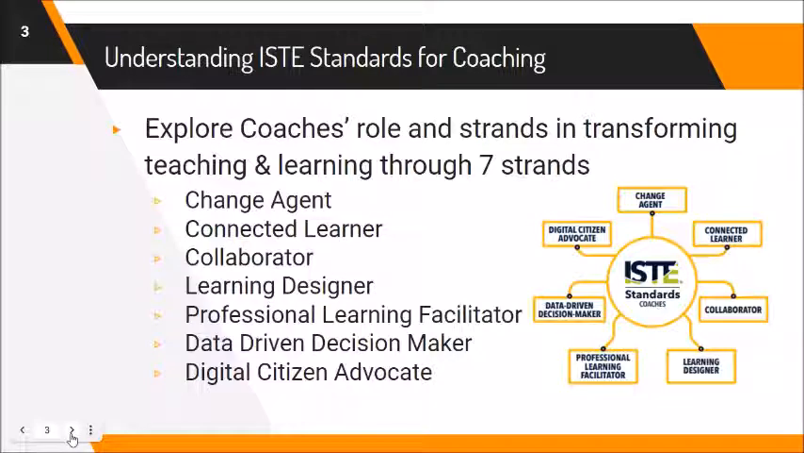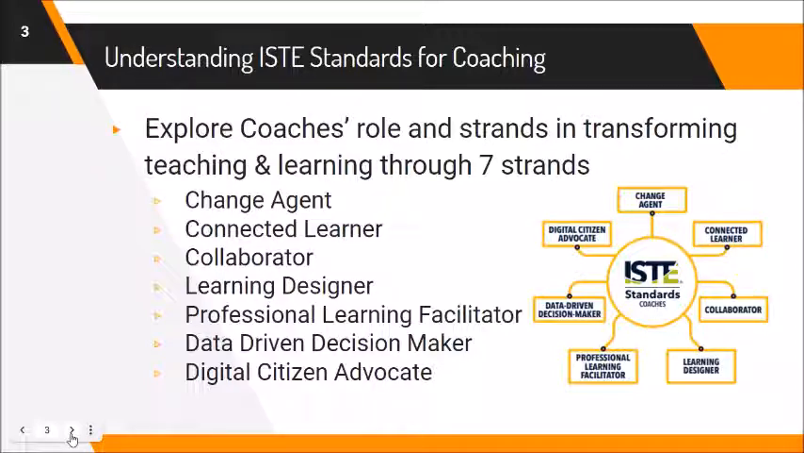So let's dive into what we're going to be talking about today, which is specifically the ISTE standards for coaching. Several schools have either instructional coaches, digital learning facilitators, technology facilitators, or technology coaches. So these are the standards that encompass the work for these positions within our schools and our education systems.